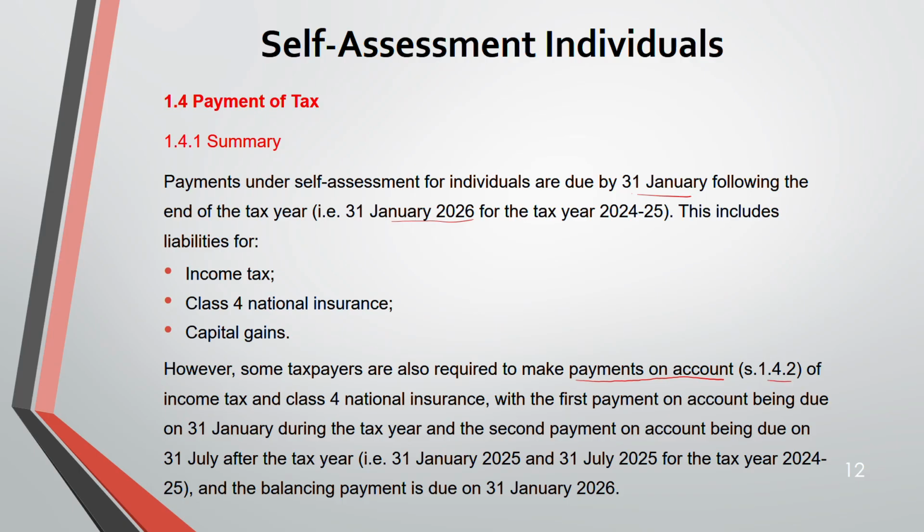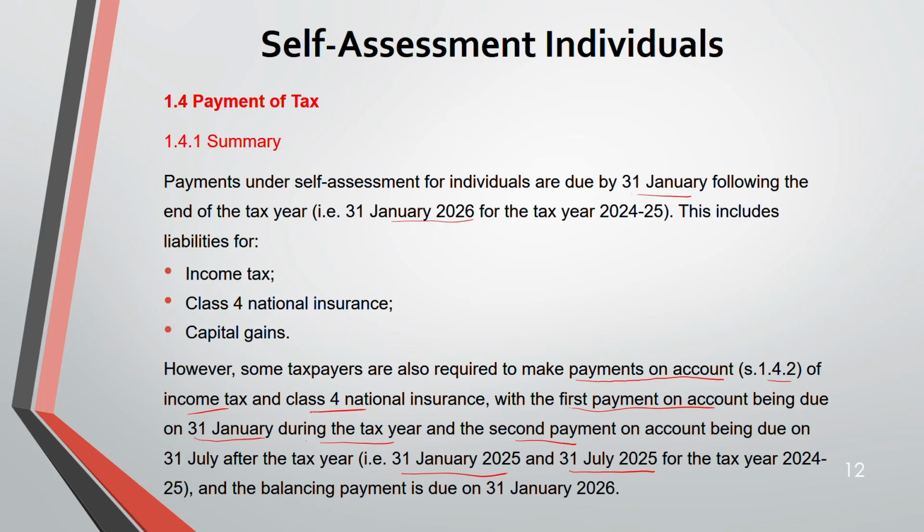Some taxpayers are required to make payment on account of what? Of your income tax and class 4 NIC. That means you are paying in installments. There are 3 installments. Remember the dates. First payment is fixed, being due 31st Jan during the tax year. So during the tax year means you are in 24-25, so 31st Jan 2025. Second payment is 31st July 2025. It's always 31st July after the tax year.